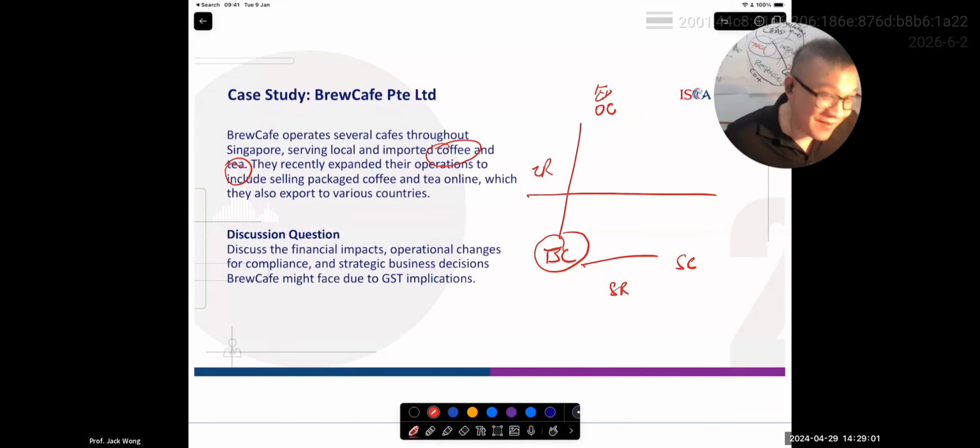The other thing that Brew Cafe has to be mindful of is that we earlier on talked about OVR for Singapore GST purposes. Just to highlight that in this part of the world, OVR is not unique to Singapore. OVR may happen, no, actually has happened in other places.